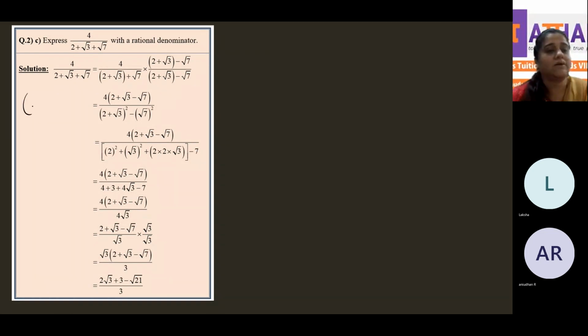And now expand this. Expand root 5 minus root 6 the whole square. Expand it quickly. What is root 5 minus root 6 the whole square? I don't know the formula. Root 5 the whole square plus root 6 the whole square. A square plus b square minus 2ab.